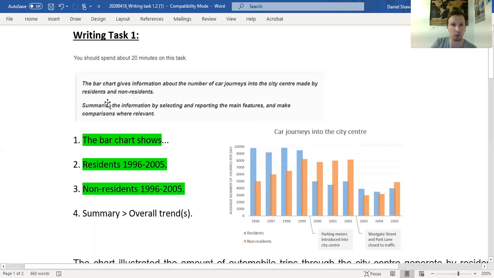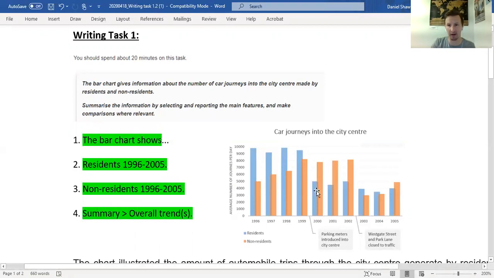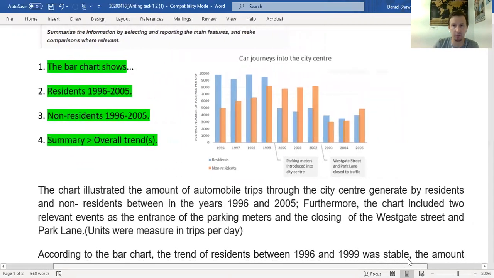And if we look at the question again, it asks us to summarize and look at trends. So it doesn't say trends here, but what we've understood is to look at the pattern, the main features and comparisons. So what's happened between 1996 and 2005? So let's have a look at the response and let's see what feedback we can give.